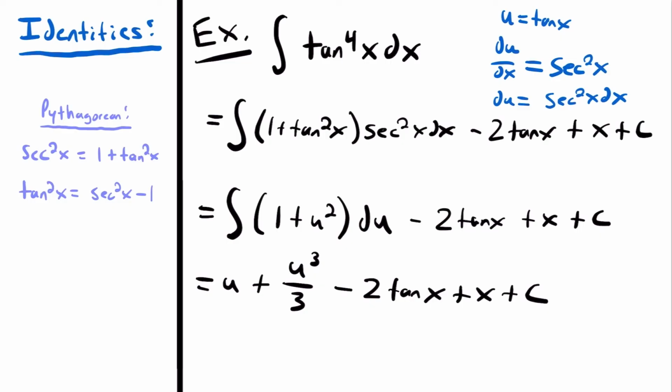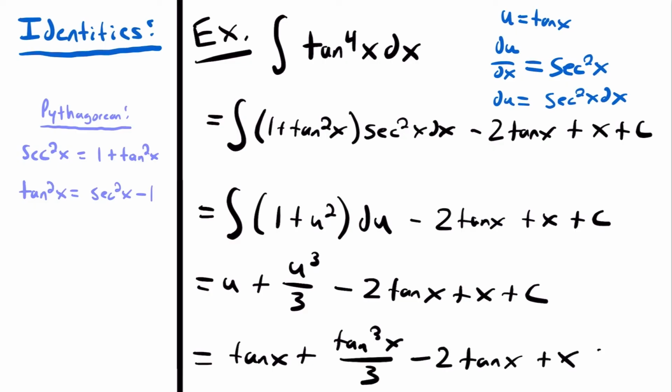And now, to get our final answer, we just have to replace u with what we set it equal to, which is tangent x. And so this is equal to tangent x plus tangent cubed x divided by 3 minus 2 times tangent x plus c.